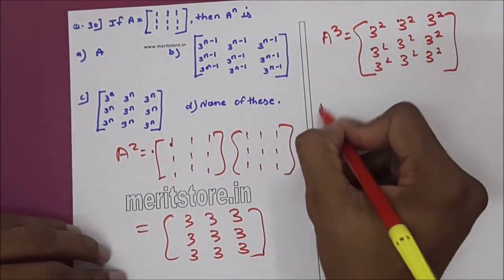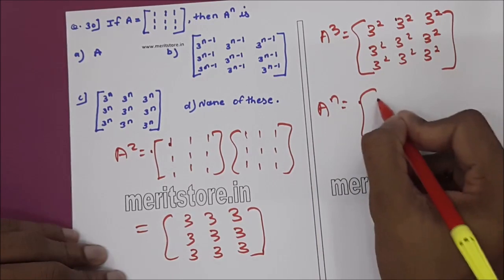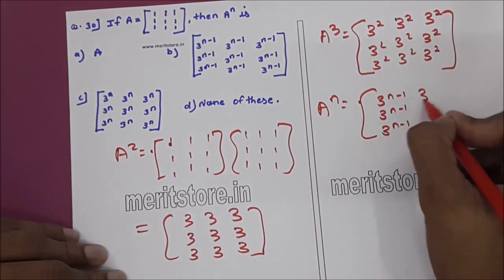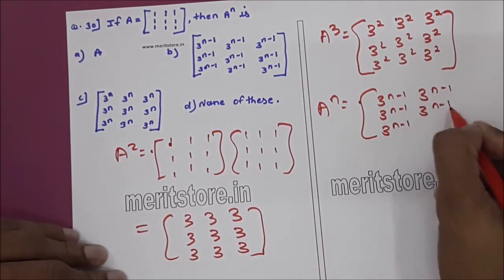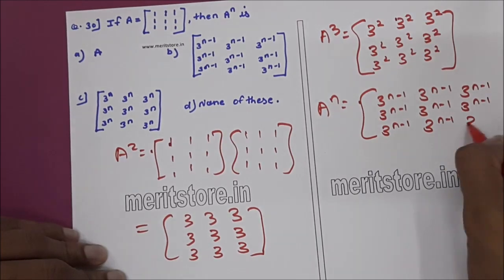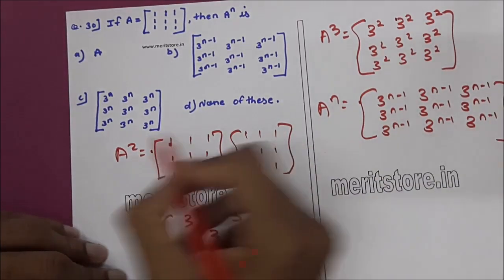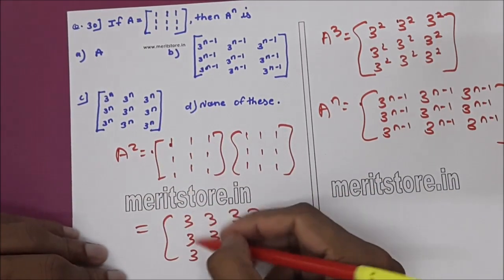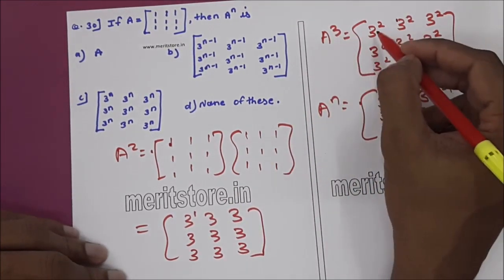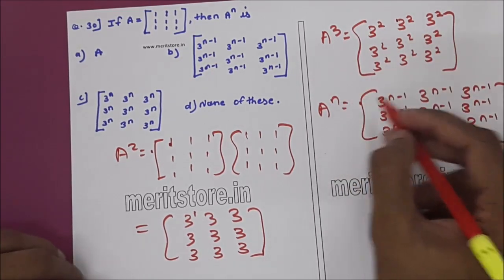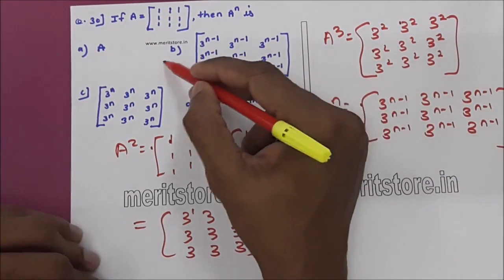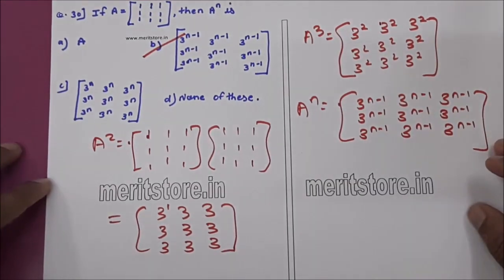So A raised to n can be 3 raised to n minus 1 in every entry. Which we can see that when it is A square, it is 3, which has order 1. So we conclude that A cube can be 3 square. So A raised to n can be 3 raised to n minus 1, which is option B. Option B is the correct answer.